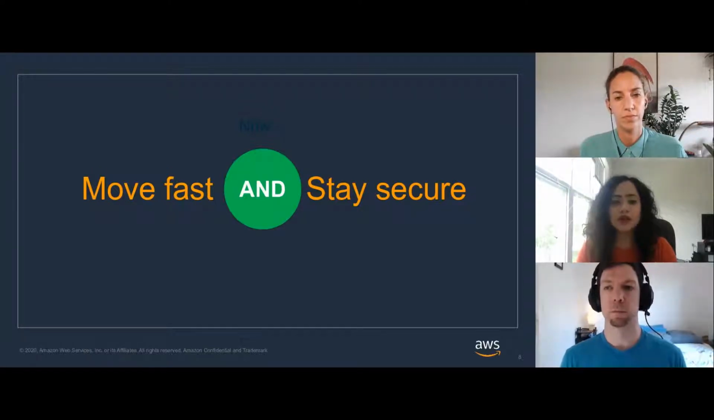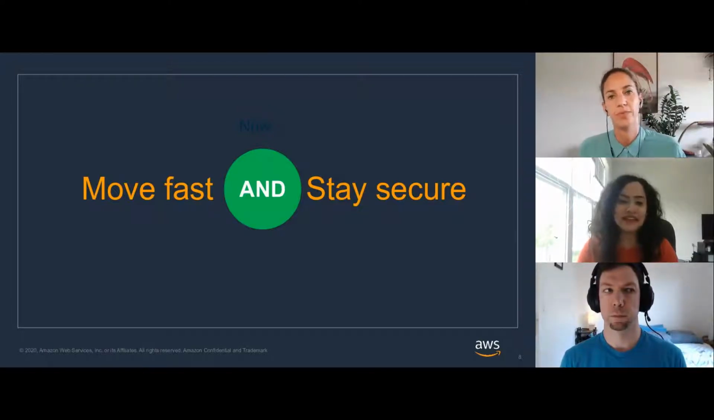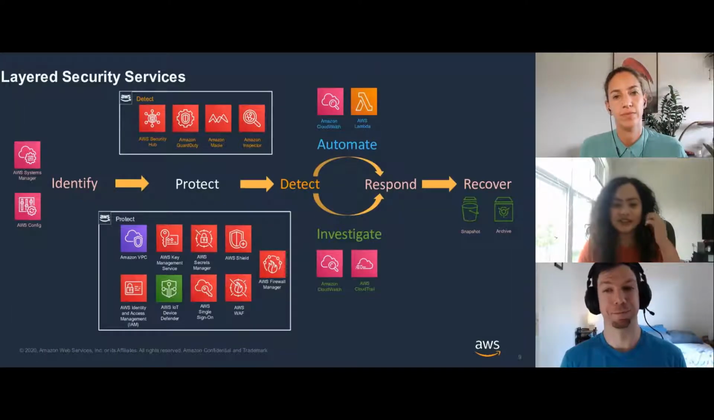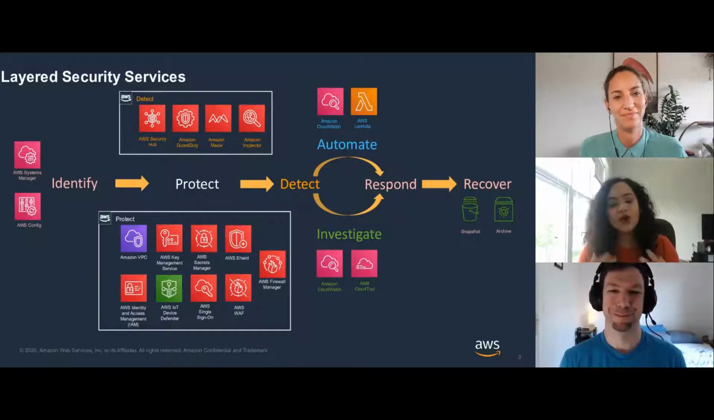So with AWS, you can move faster to cloud and also stay secure. Let's see how you can do that. Basically, what we have in AWS is layered security services.